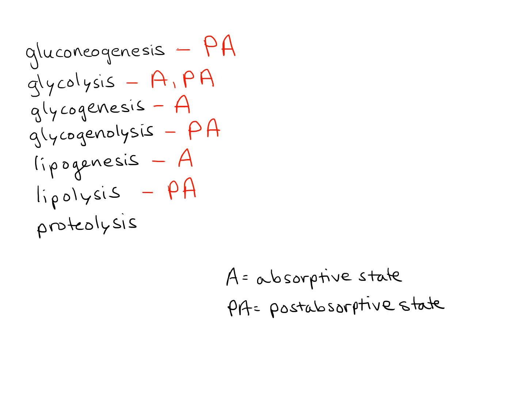Okay, and the last one, proteolysis, that's breaking down the protein into the amino acids, and that would happen during the postabsorptive state. So nutrients are low, and you would break the protein down into the amino acids and then release that so cells could use that as an energy source. And remember, we wouldn't break the proteins down in the skeletal muscle unless you were starving. So you'd have to go through your fat and glycogen stores first.